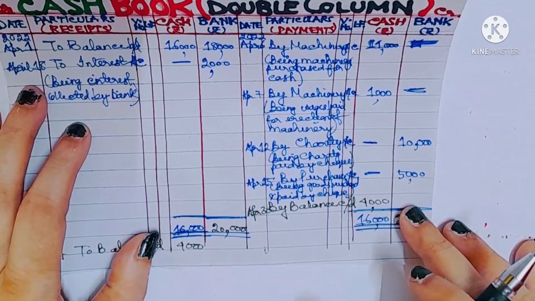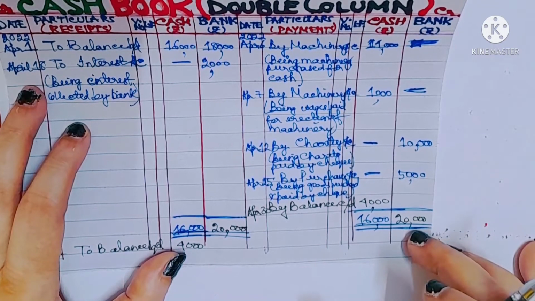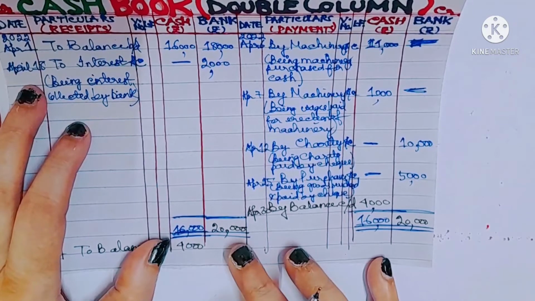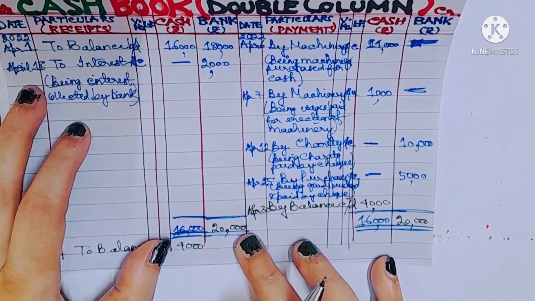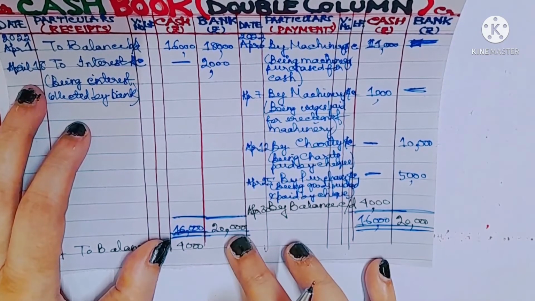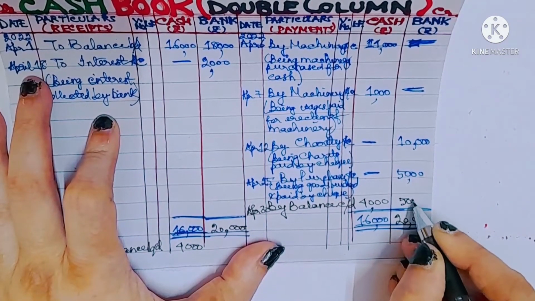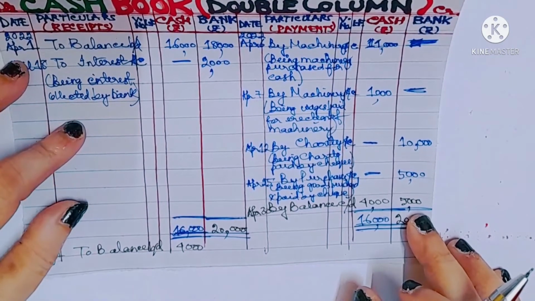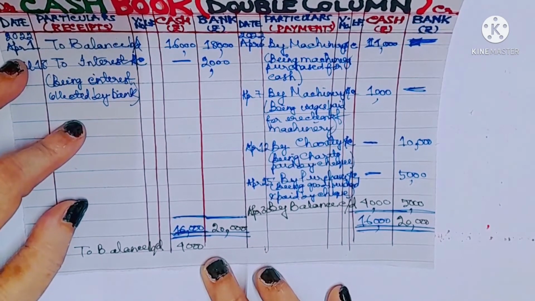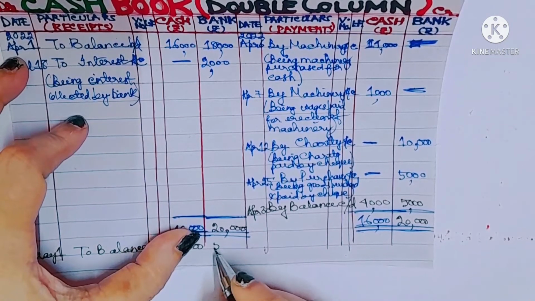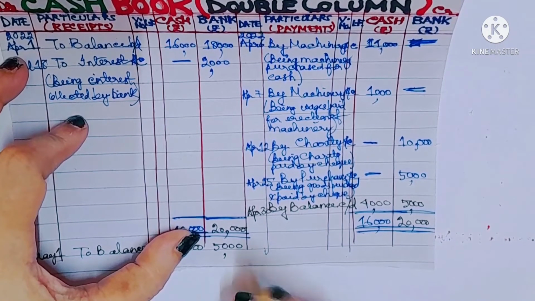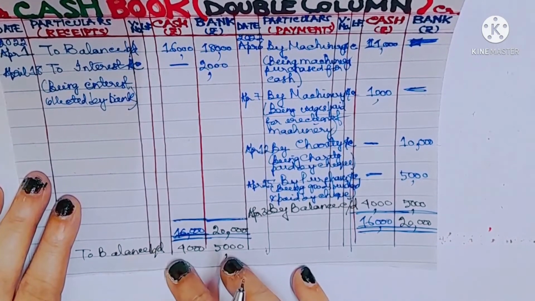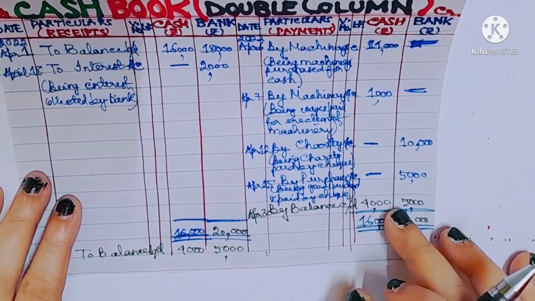How much? The total of bank column on the credit side is 15,000 and the total of bank column on the debit side is 20,000. So deduct 15,000 from 20,000, you'll get 5,000. So this is the closing cash at bank. Okay, and this closing cash at bank will be the opening cash at bank for the month of May. So we'll write 5,000.